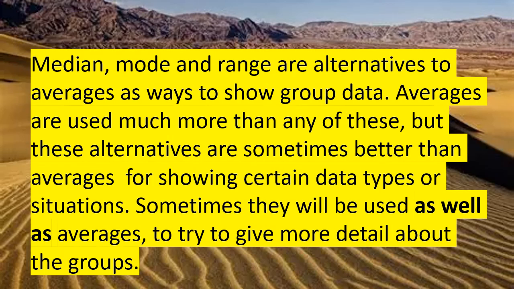Median, mode, and range are alternatives to averages as ways to show group data. Averages are used much more than any of these, but these alternatives are sometimes better than averages for showing certain data types or situations. Sometimes they will be used as well as averages to try and give more detail about the groups.